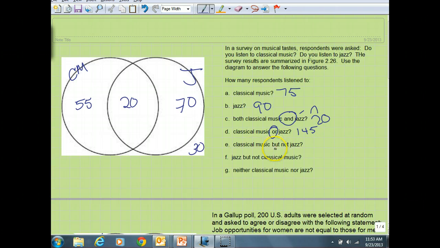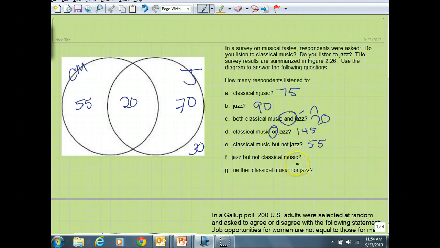How about classical music but not jazz? No, 55, that would be this section right here, right? Yes? Why is it 125? Because why is the 20 included if it's either or and not both? That's a good question. For the or, it means it could be at any time you could listen to classical or jazz. Okay? All right, so 145. So classical but not jazz was 55.